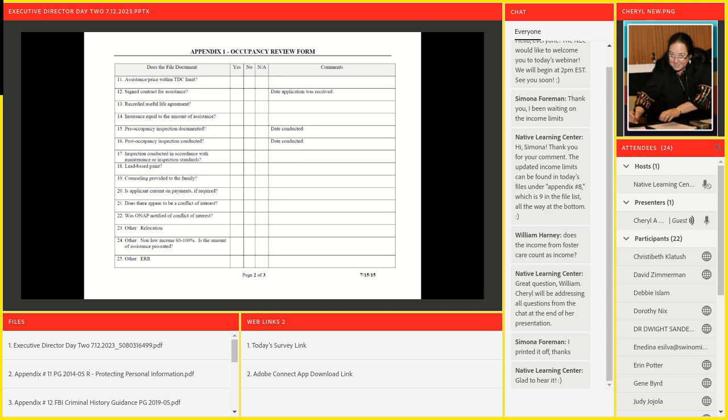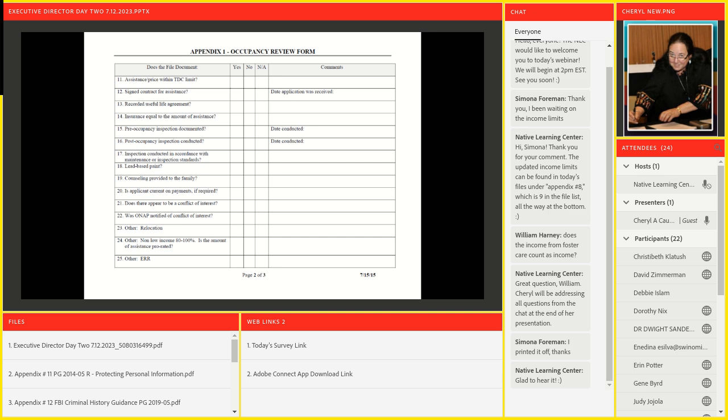Pre-occupancy inspection documented. Did you make sure that you inspected that unit before they moved in? Post-occupancy inspection conducted. They want to make sure you did a move out also. Did you check for lead-based paint, or did you give them the required documentation? Is your inspection conducted in accordance with your maintenance or inspection standards? Did you provide any type of counseling to the family? Are they current on their payments? Does there appear to be a conflict of interest? Was ONAP notified of the conflict of interest?